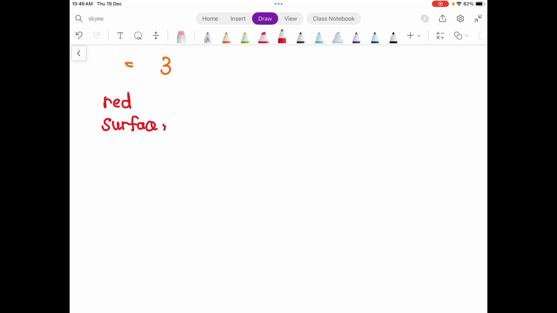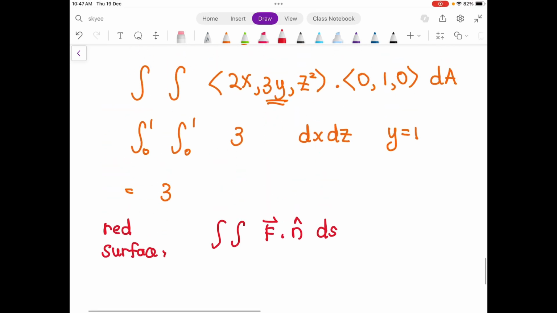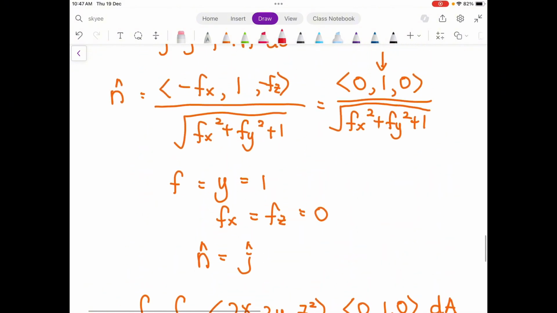For the red surface, you're using the same equation. This is the equation to find the flux. But in fact, because you already understand the concept of defining this flux, this one is easy because the surface is flat, consistent. For example, y equals 1. It's consistent, there is no other variable that determines this surface. So it will become very easy.